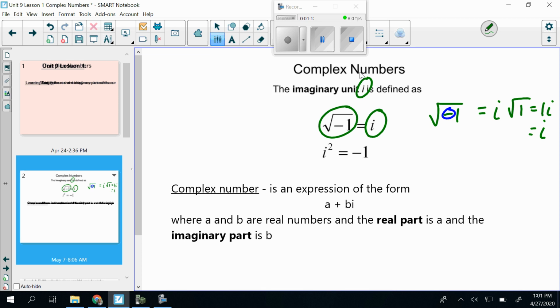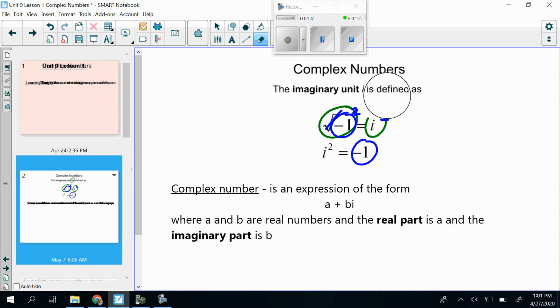What that also means is that if you take the number i and square it, you end up with -1. The reason is that if we square both sides here, remember that squaring and the square root are opposite operations. So the power of 2 and the square root cancel out, leaving us with just -1. So i squared is equal to -1. You need to know both of those throughout the unit, and they'll be important.